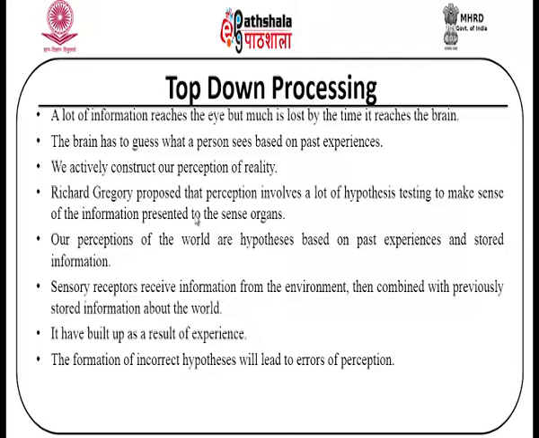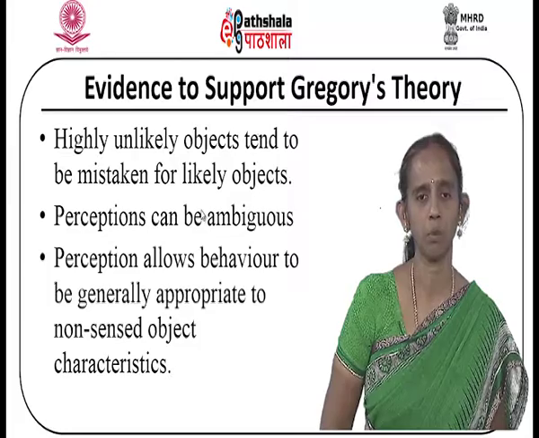Richard Gregory proposed that perception involves a lot of hypothesis testing to make sense of the information presented to the sense organs. Our perceptions of the world are hypotheses based on past experiences and stored information. Sensory receptors receive the information from the environment, then combined with previously stored information about the world, it is possible for us to perceive what we see. It has been built up as a result of experience, he says. The formation of incorrect hypotheses will lead to errors in perception.